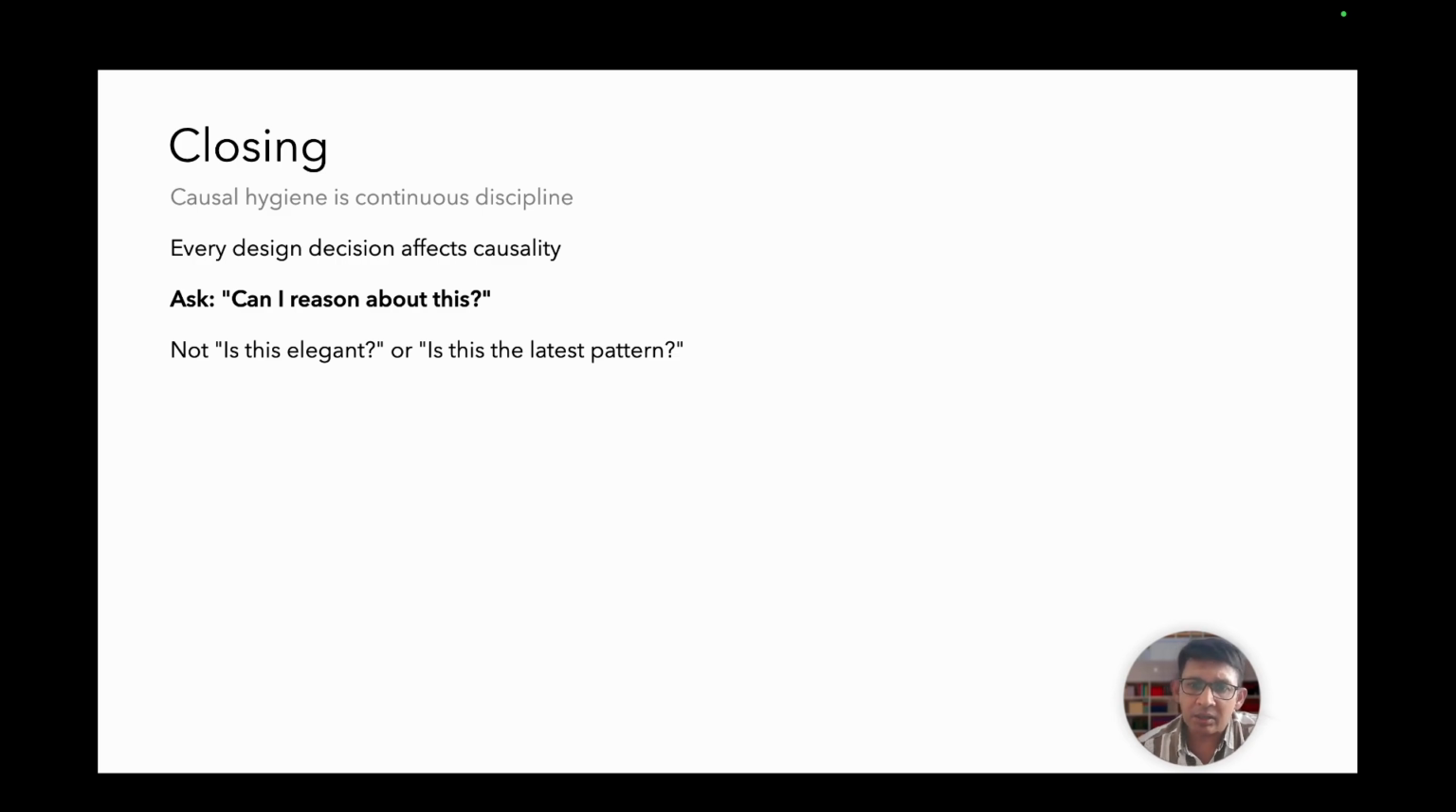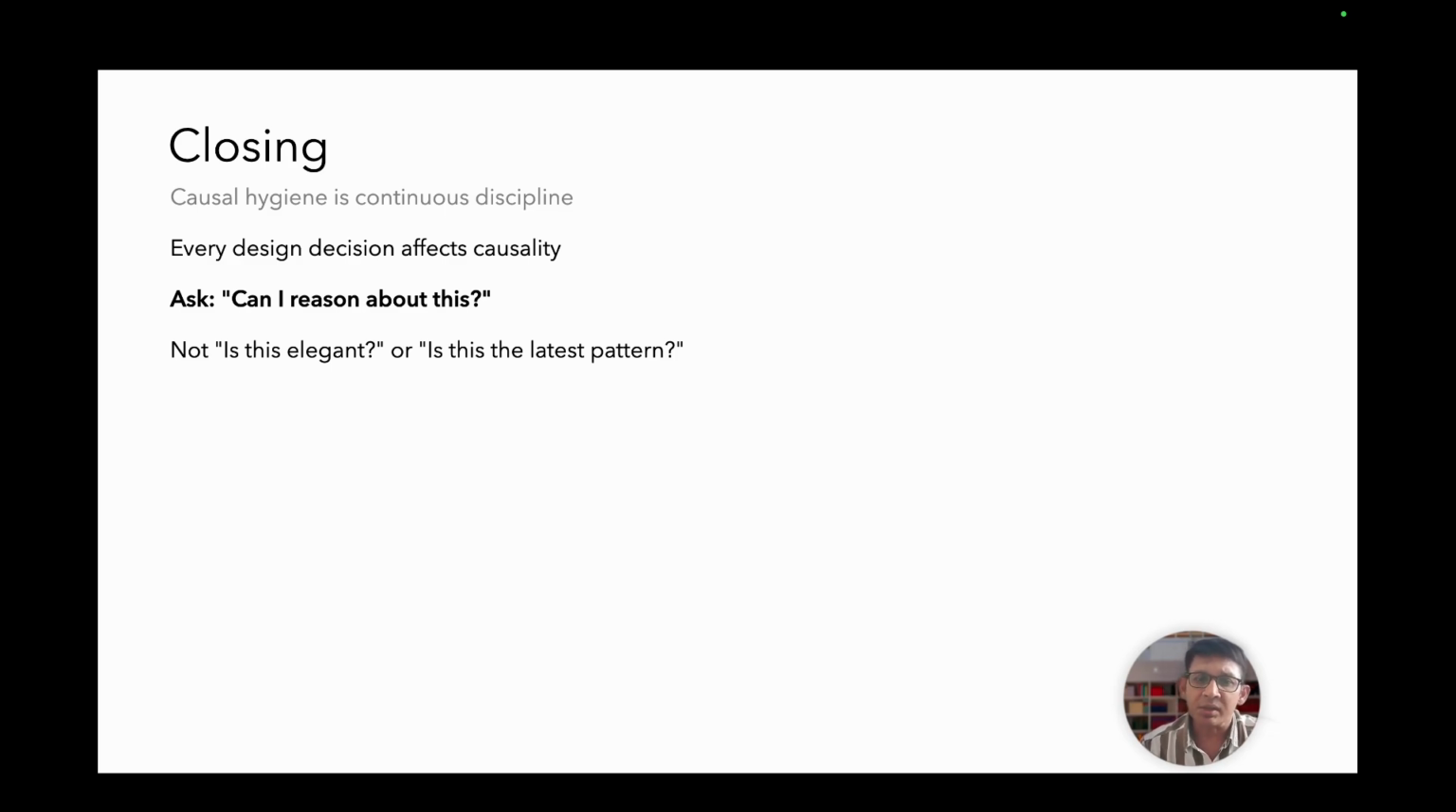Now, in closing, I'll say that causal hygiene isn't a one-time activity, it's continuous discipline. Every design decision either preserves or erodes causality. Every abstraction either clarifies or obscures the causal graph. Every dependency either strengthens or weakens your ability to reason. The principles we covered, locality, explicitness, unidirectionality, and immutability, aren't rigid rules. They're guidelines that emerge from cognitive constraints and the nature of causality.